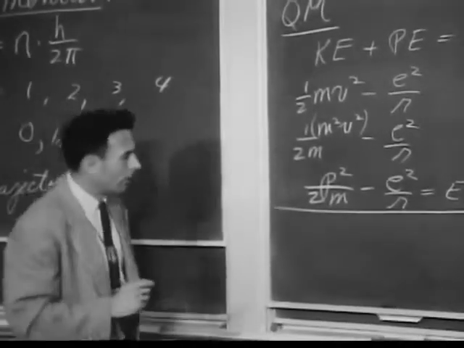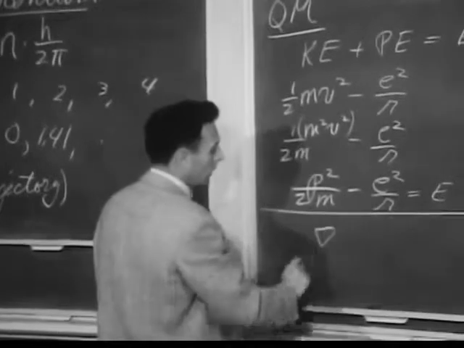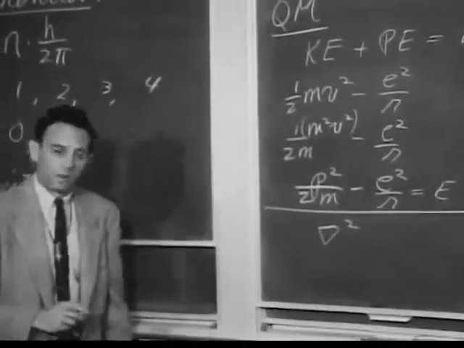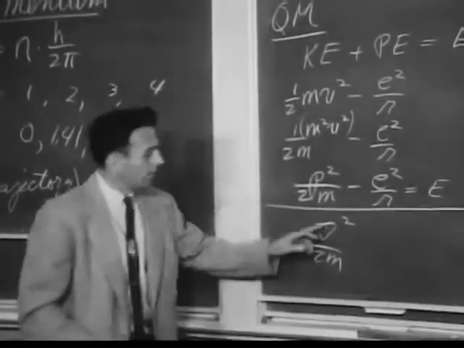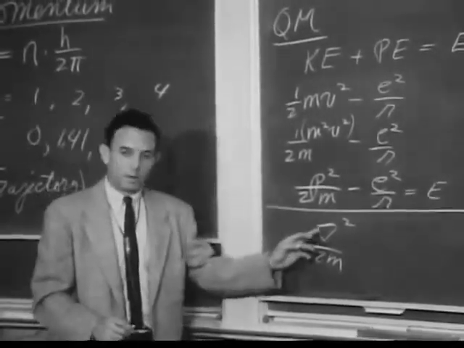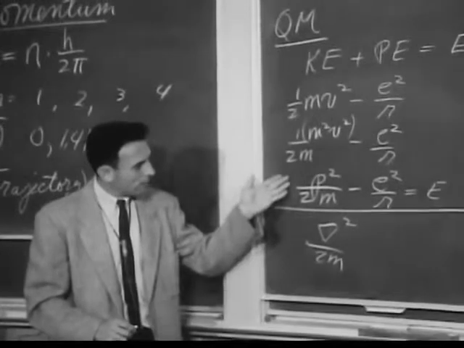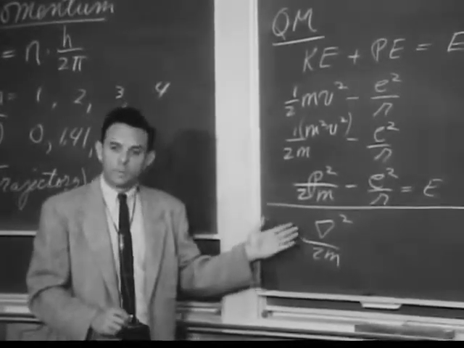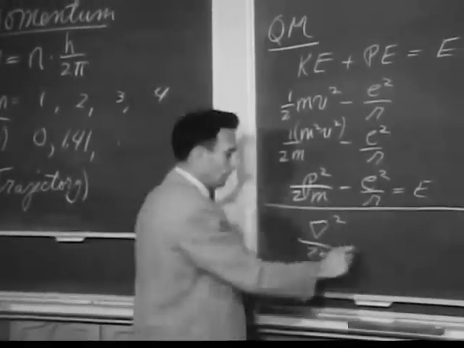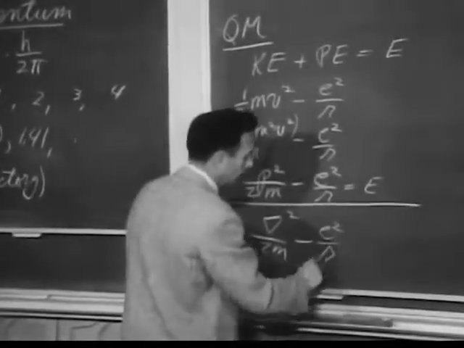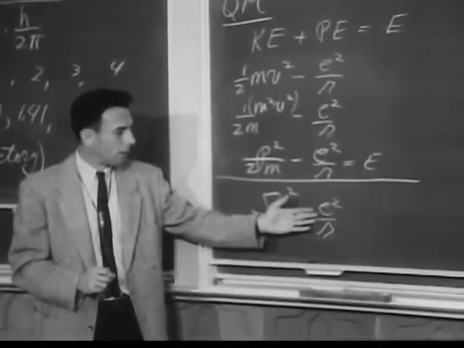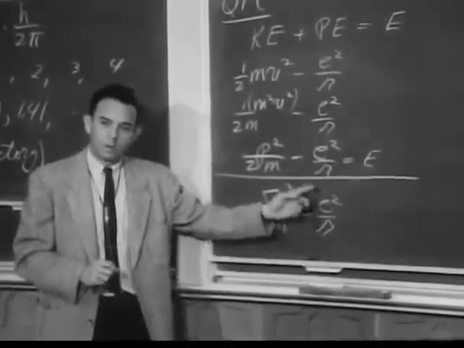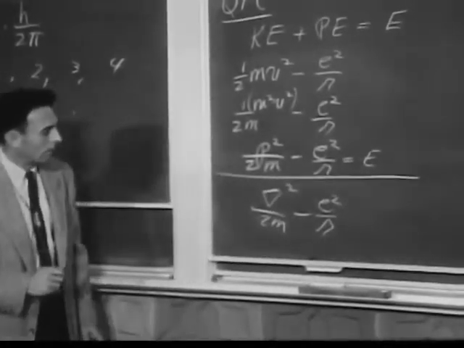And I won't bother you by writing this, but I'll symbolize it by an abstract symbol, which I'll call delta squared over 2m, this being a symbol which represents a change from the classical equations into a new differential equation. The potential energy I'll carry down without any change. This is the familiar Coulombic attraction. The force goes as 1/r squared. The potential energy is 1/r.